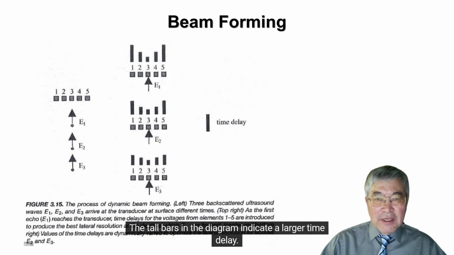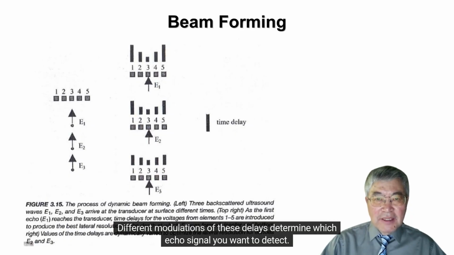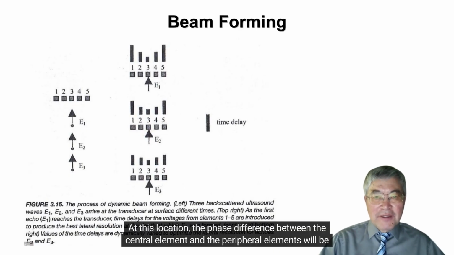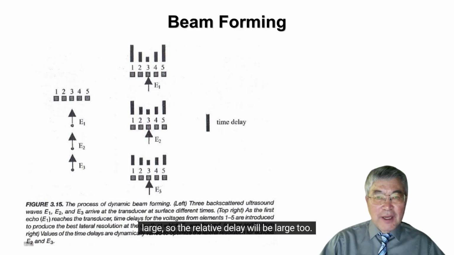The tall bars in the diagram indicate a larger time delay. Different modulations of these delays determine which echo signal you want to detect. At this location, the phase difference between the central element and the peripheral elements will be large, so the relative delay will be large too.